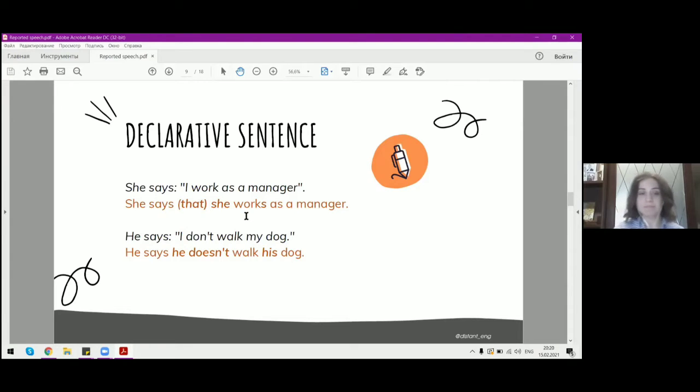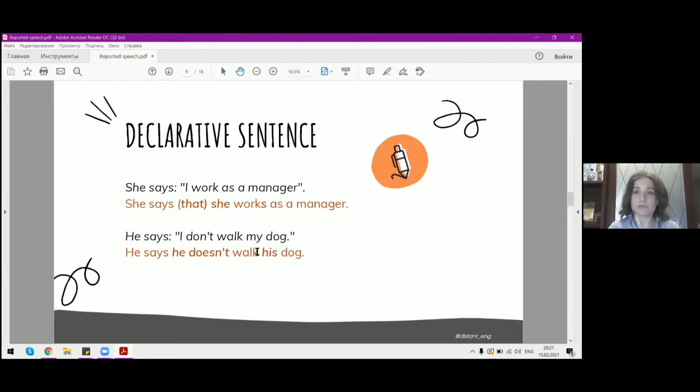It's fine. The next one, he says, I don't walk my dog. Here we have the verb, yeah, don't. So it will also turn into doesn't because we are talking about him. We are talking about the pronoun he. He says he doesn't walk. He doesn't walk with my dog. No, I don't even have a dog. He has his own dog. That's why he doesn't walk his dog.